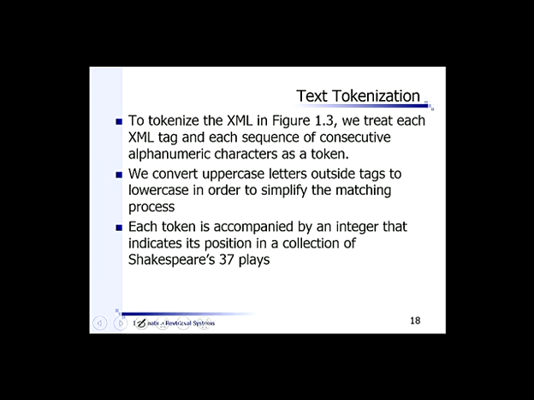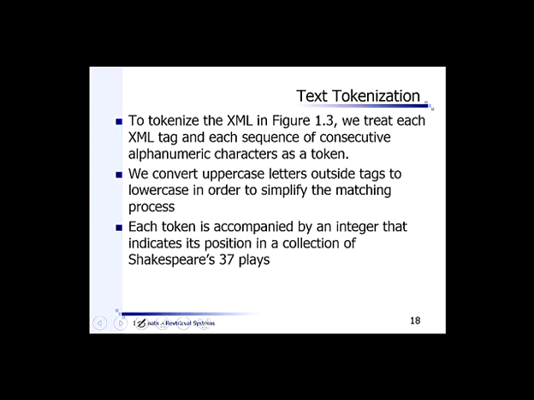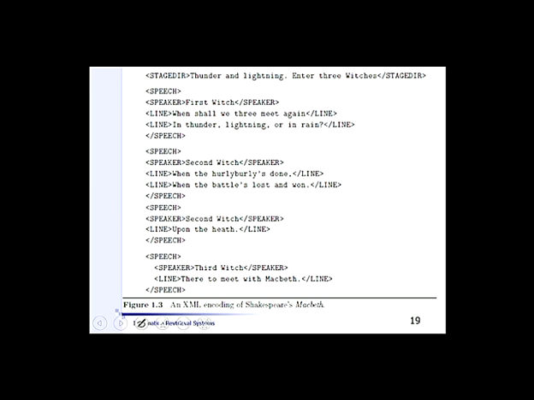To tokenize the XML in figure 1.3, the one that we just saw before, we treat each XML tag and each sequence of consecutive alphanumeric characters as a token, right? So this is one token, "thunder" is another token, this is another token, and so on and so forth.